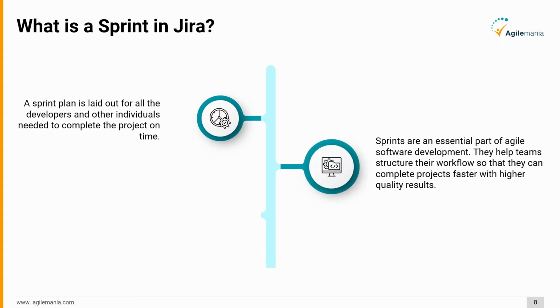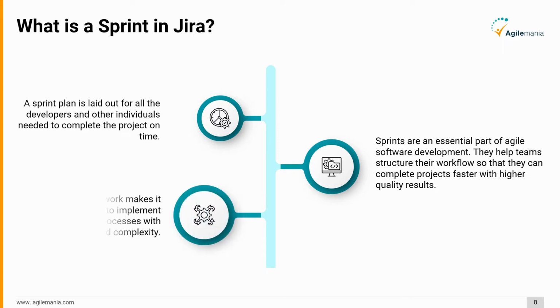Sprints are an essential part of Agile software development. They help teams structure their workflow so that they can complete projects faster with higher quality results. A sprint framework makes it possible for any team to implement Scrum or Agile processes with minimal overhead and complexity.